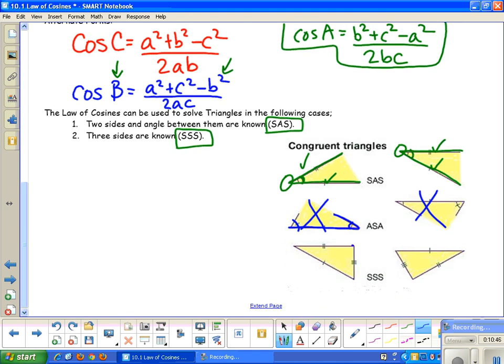And the last one, if I know all three sides, so if I know side, side, and side, I can use the alternate form to find the angles.